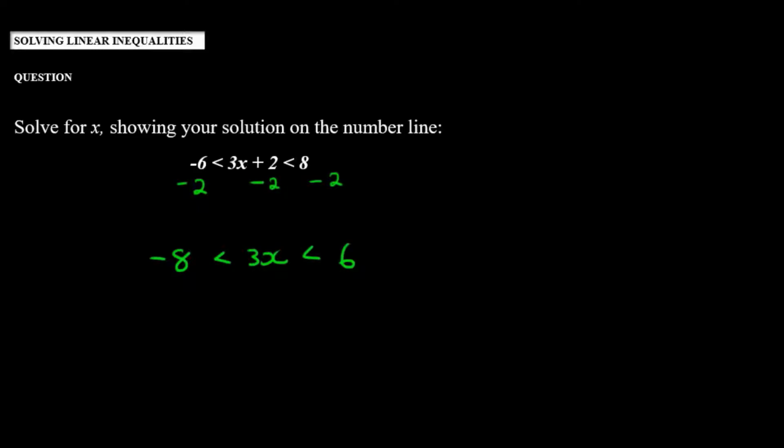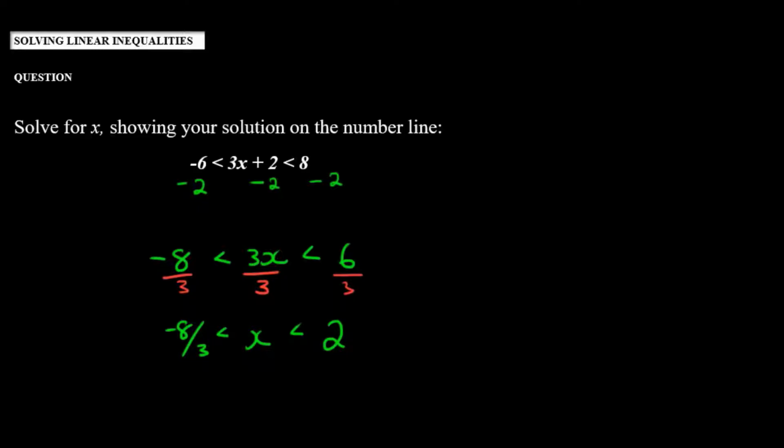Now we want x by itself. So that means we need to divide this by 3. If we do it here, we have to do it to the other two sides. So 3x divided by 3, that would just leave me with x. I'd have negative 8 over 3 here, and I would have 6 divided by 3, which is 2 here. So x is between the values negative 8 over 3 and 2.